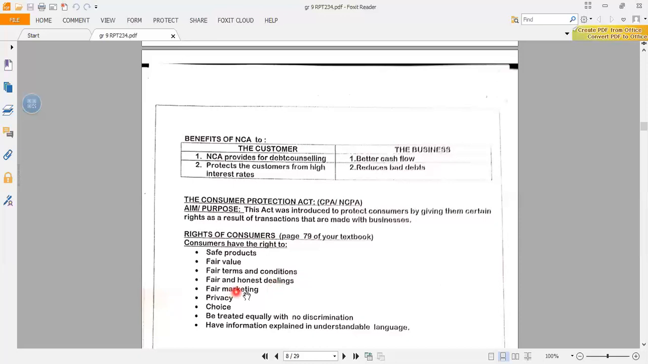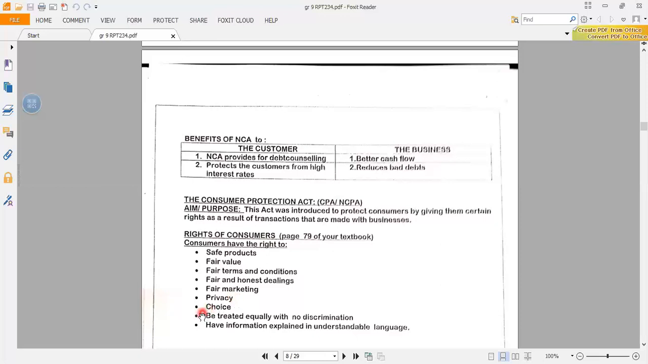Fair marketing, yes. Consumers have a right to fair marketing, meaning that consumers can purchase products in terms of fair marketing processes, right? Consumers have a right to privacy. If they don't wish to purchase the product, they don't have to be forced to. And if they want to purchase the product and do not wish to disclose the reason, of course, they don't have to.